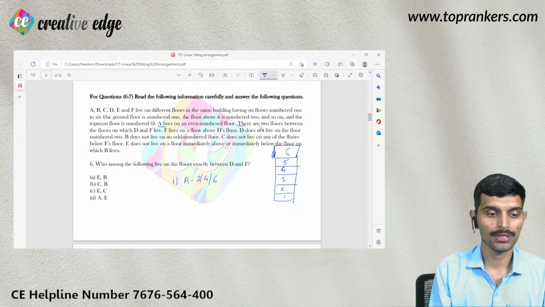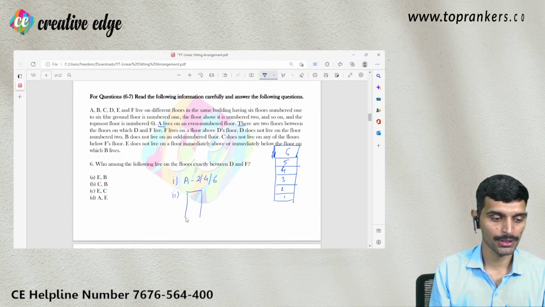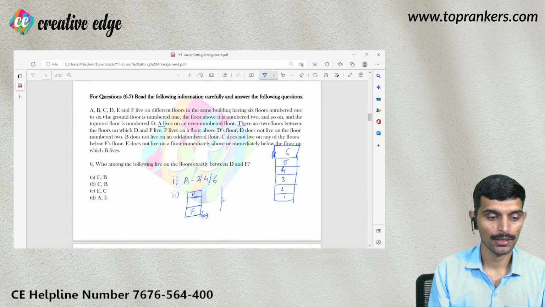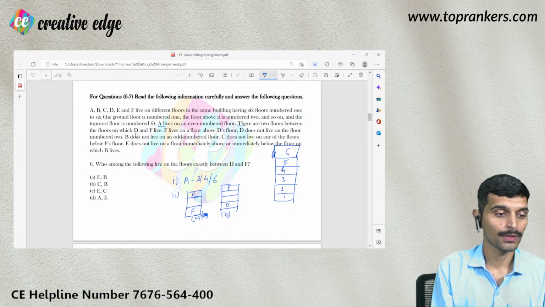Now, the next clue is there are 2 floors between the floors on which D and F live. I don't know what their positions are, but what I know is there are 2 floors between the floors on which D and F live. So there could be 2 possibilities. D is on the lower floor and F is above, or F is on the higher floor and D is on the lower floor. So these are the 2 possibilities for clue number 2, right?